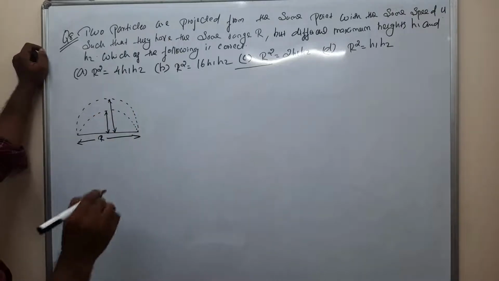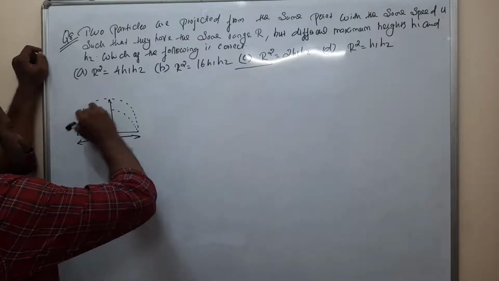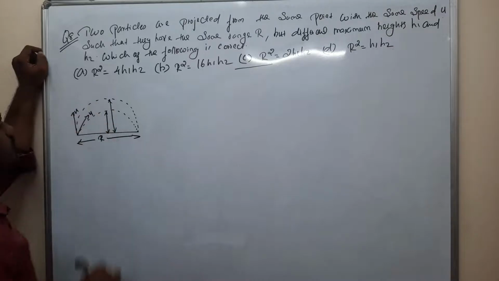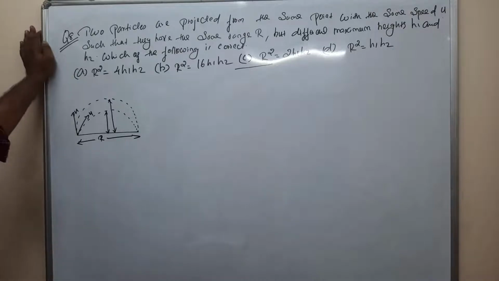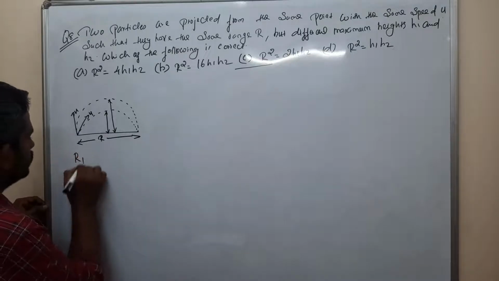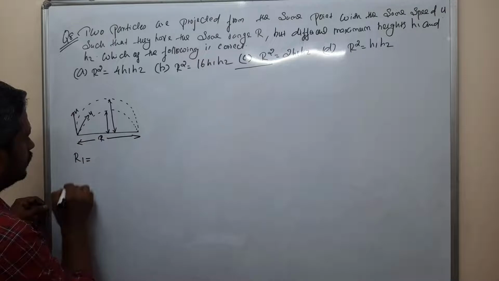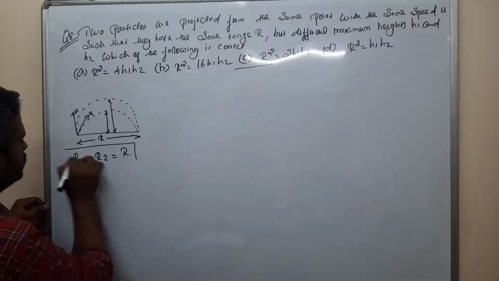Two particles are projected from the same point with the same speed u. This is projected with u, this is also projected with u. So we have to find which relation is correct. R square is equal to 4h1h2, R square is equal to 16h1h2, R square is equal to 2h1h2, R square is equal to h1h2. From the question, h1 is the height of the first projectile, and R is equal to capital R.